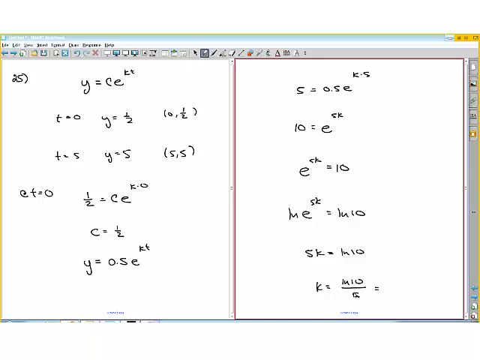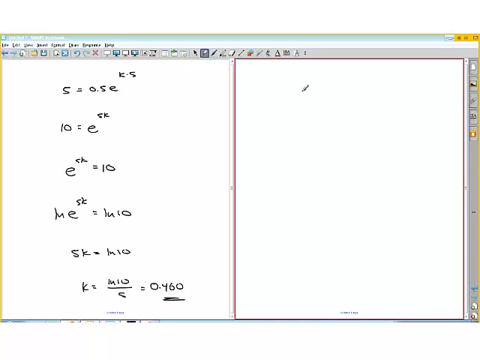And let's just put that in the calculator. Natural log of 10 divided by 5 is 0.460. So that's k. So our final solution is y is equal to 0.5 e to the 0.460t. So that is the solution. This is problem 25.